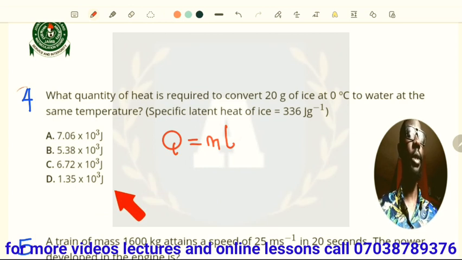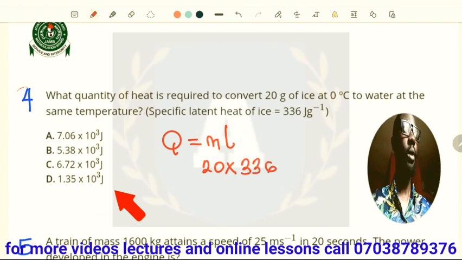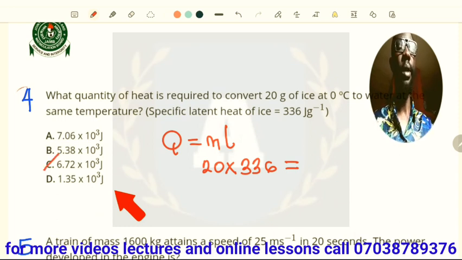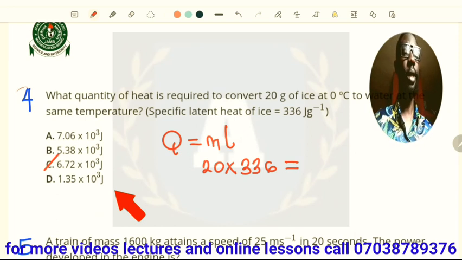So the mass has been given to be 20 grams multiplied by 336. When you multiply that, you have 6.72 times 10 raised to the power of 3 joules in standard form. They want the answer in standard form.